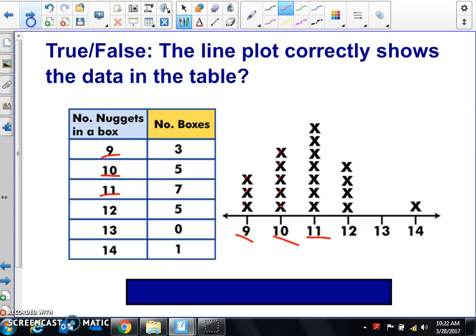For 11, there should be 7. 1, 2, 3, 4, 5, 6, 7. For 12, there should be 5. 1, 2, 3, 4. False. Close, but no.